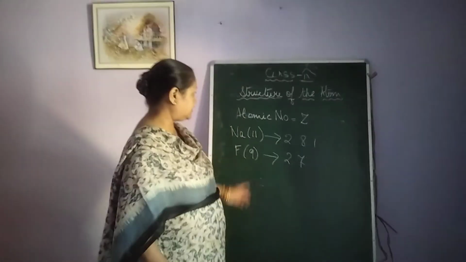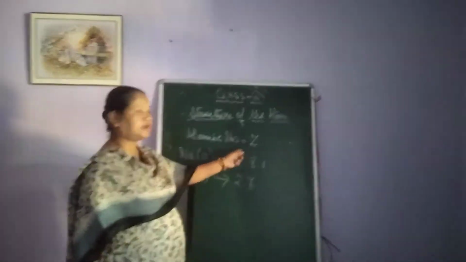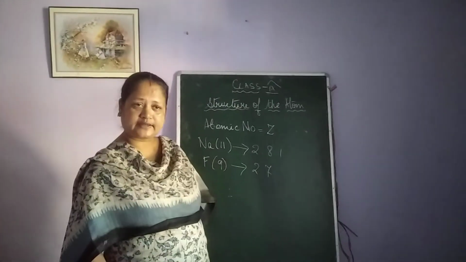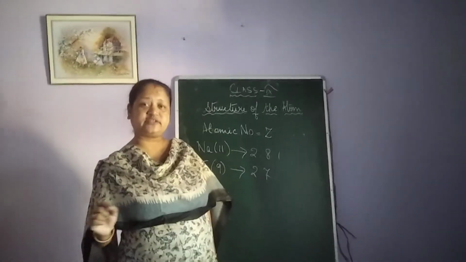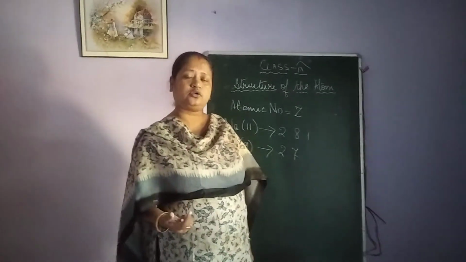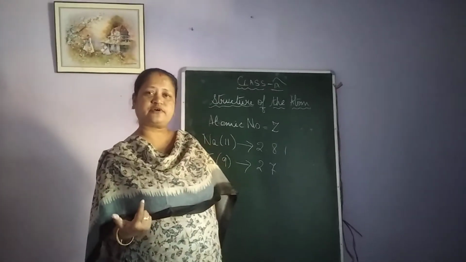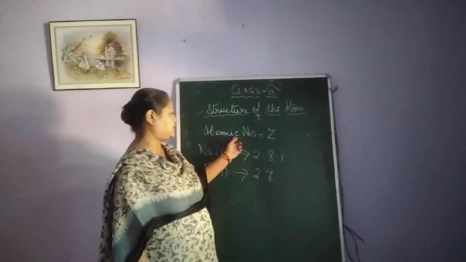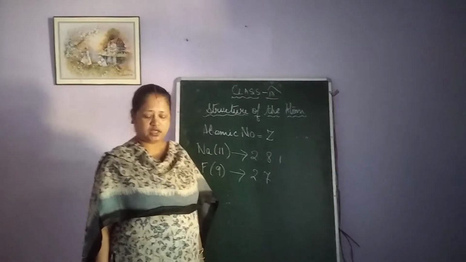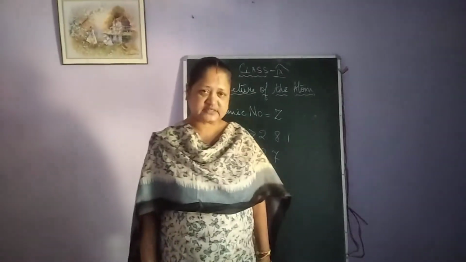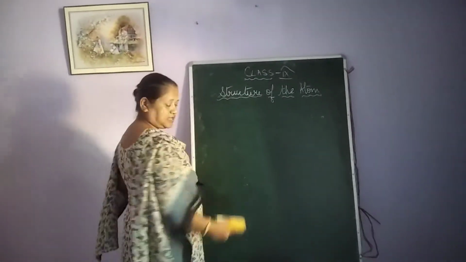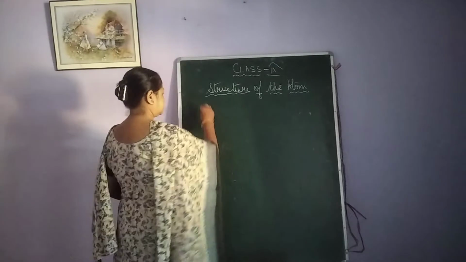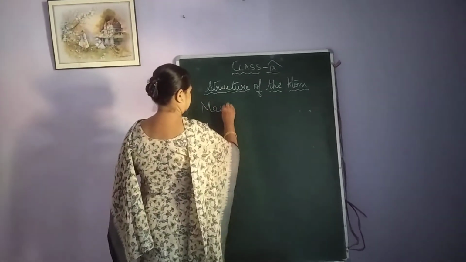Now moving on, please remember that the atomic number is represented by the capital letter Z. Whenever Z is specified in chemistry, always remember that it means atomic number. Next is the mass number. What is mass number? As I told you, inside the nucleus the neutrons and the protons are present. So what is mass number?